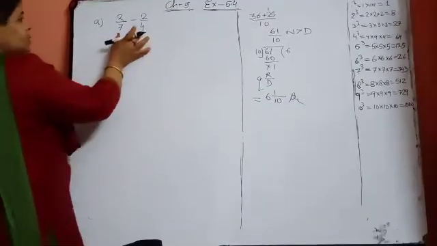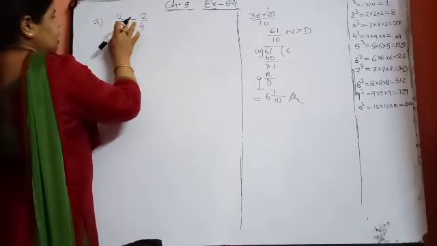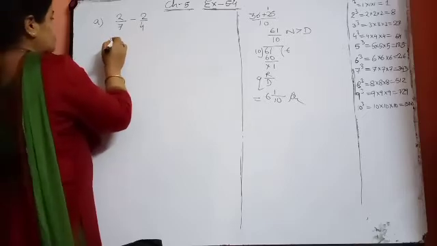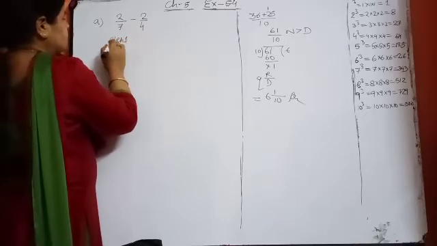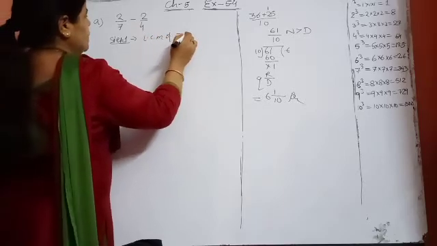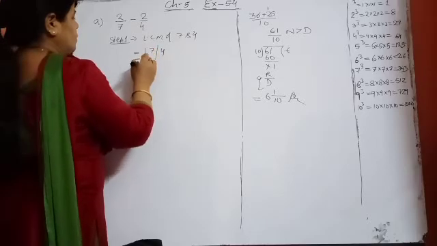Now see, beta, here again the denominators are different. This time we have to do subtraction. The rest of the procedure and steps will be the same. What will be step number 1? Take the LCM. Take the LCM of which numbers? 7 and 4.